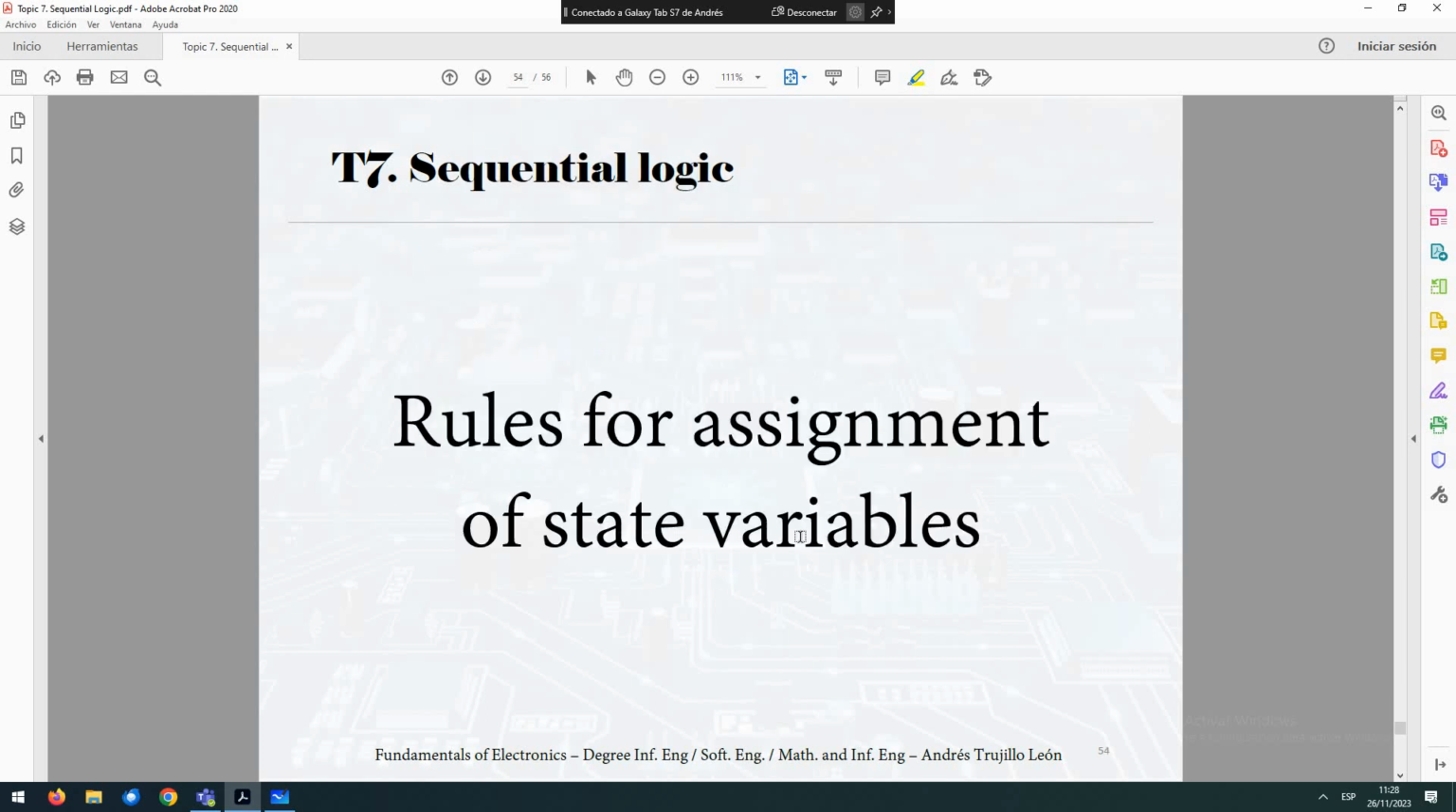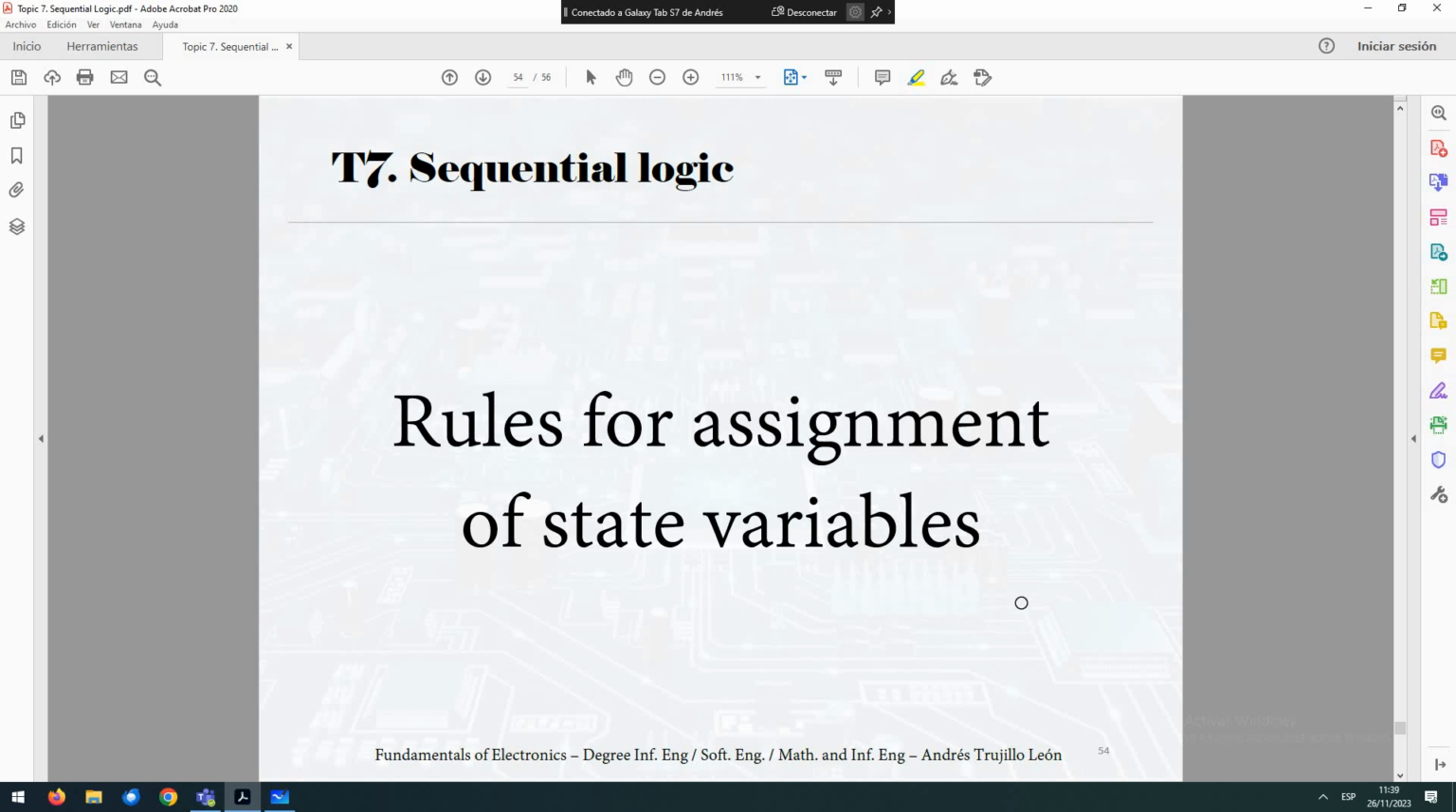So now we are going to see the last tool to minimize the circuit. And once we see this tool, we have finished all the contents of topic 7. So from this point on, we are going to do just exercises of analysis of sequential circuits and exercises of design of sequential circuits, that are going to be mainly the two things that we are going to do in topic 7.